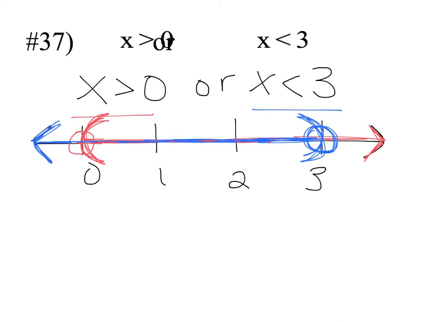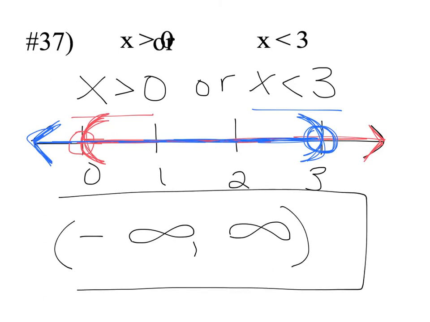Okay, so it looks like we've got another one that's covering the whole graph here. Look, whole graph to the left, everything's covered. If the whole graph is covered, it's negative infinity to positive infinity. Parentheses on both sides. Remember, or means anything that's covered on the graph, we're going to go ahead and use. And means it has to be covered by both colors.